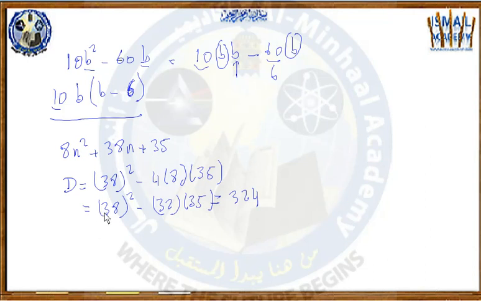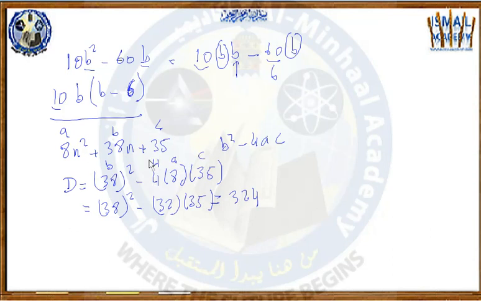Oh, the formula is b squared minus 4ac. What's a and b and c? This is a, this is b, this is c. Always. Alright, now I can factor this. I'm going to use the discriminant.